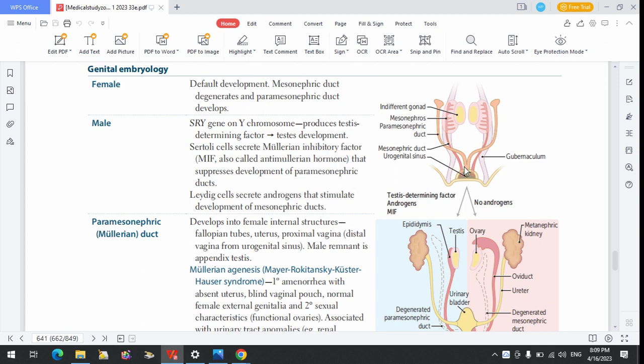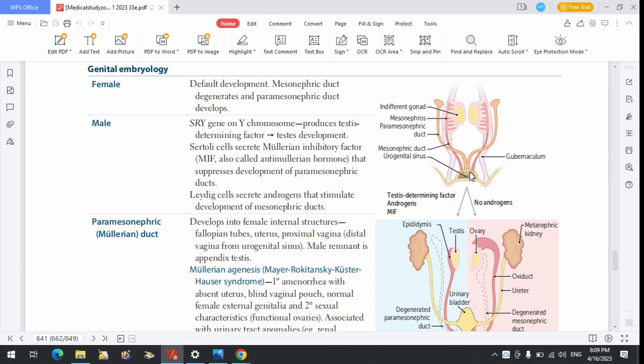So if the ovaries are formed, the mesonephric duct automatically degenerates. Now, if the mesonephric duct degenerates, the paramesonephric duct will persist, because of course, there are no Sertoli cells releasing Mullerian inhibitory factor. So in females, the paramesonephric duct will persist and form the internal duct structures.